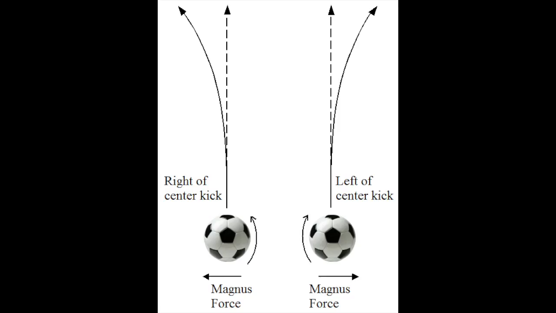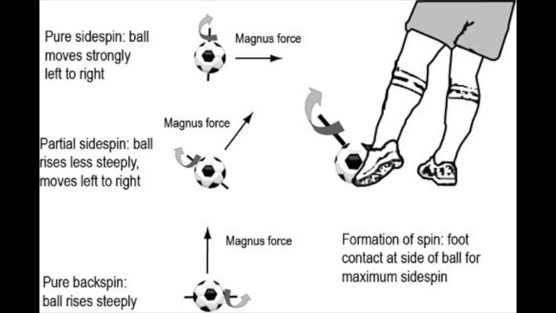Therefore, when a soccer player kicks the ball right of center, the ball spins counterclockwise, and the Magnus force acts left, causing the ball to curve left. However, if the ball is kicked left of center, the ball spins clockwise and the Magnus force acts right, causing the ball to curve right. This is a useful strategy when attempting to make a goal, since it makes the path of the ball less predictable to the goalie as he's preparing to block the shot.